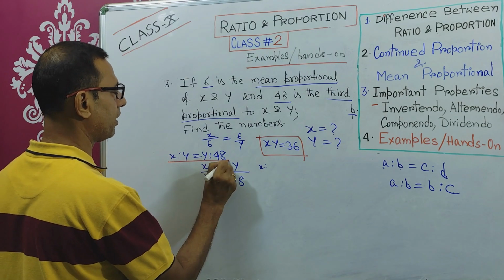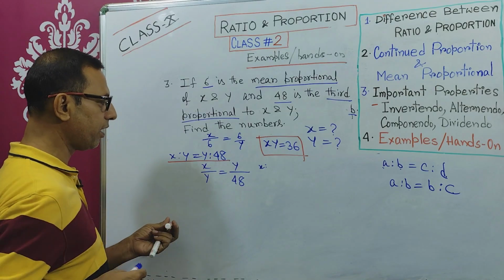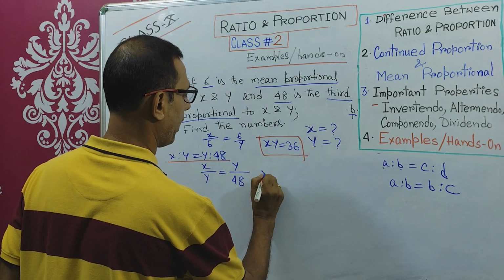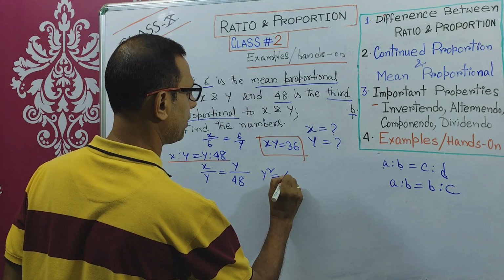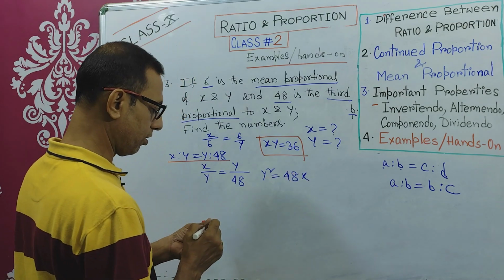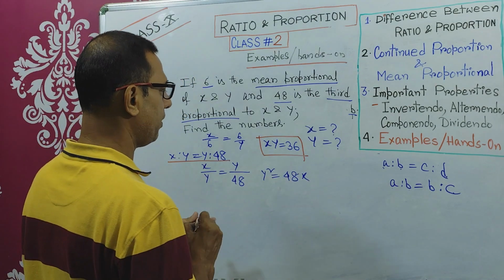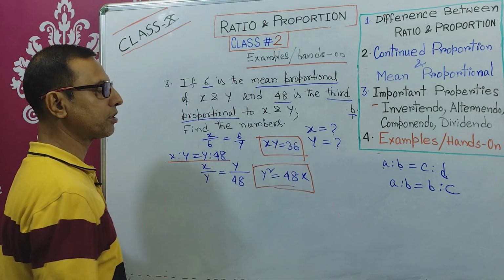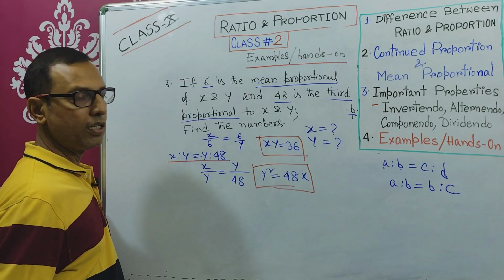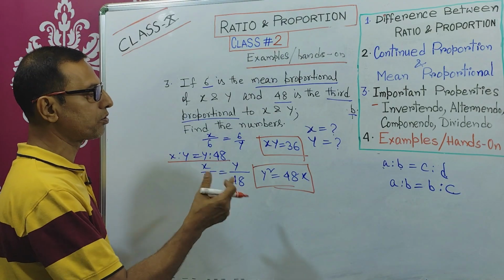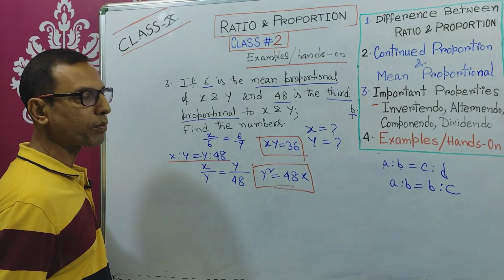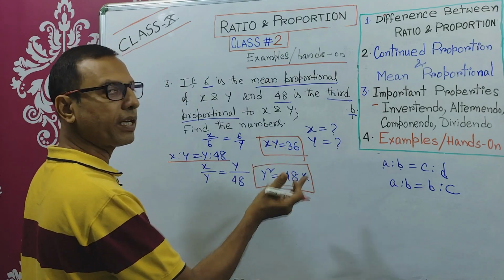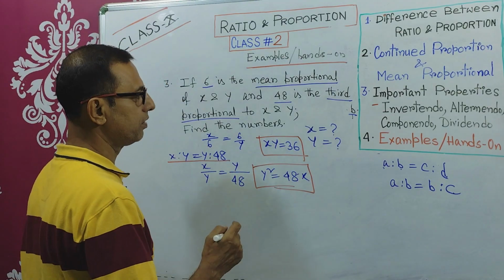So x by y equals y by 48, that means y square equals 48x. That is another condition given. Now there are two variables x, y and two equations given, so you can easily find x, y. If the number of variables equals the number of given equations, there is no problem. Just what you need to do: y square equals 48x, either you replace y with x or x with y, whichever.